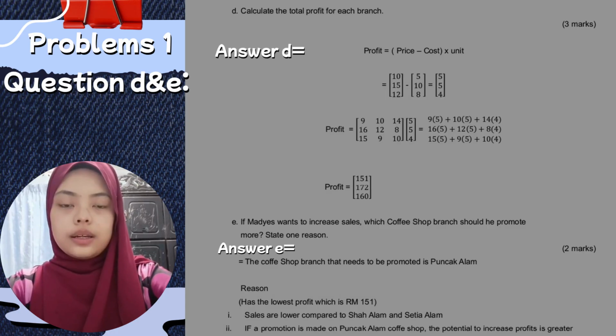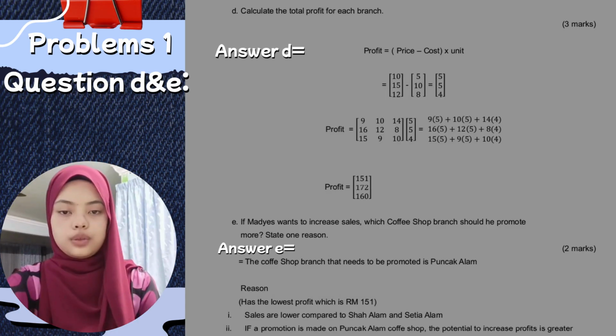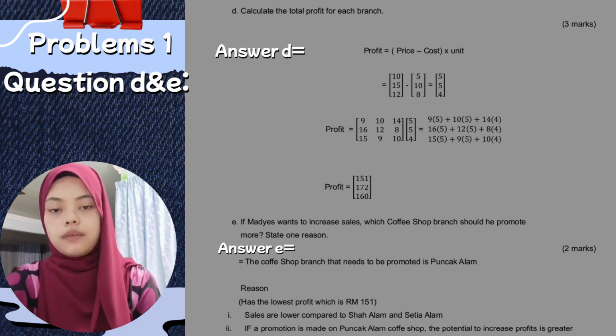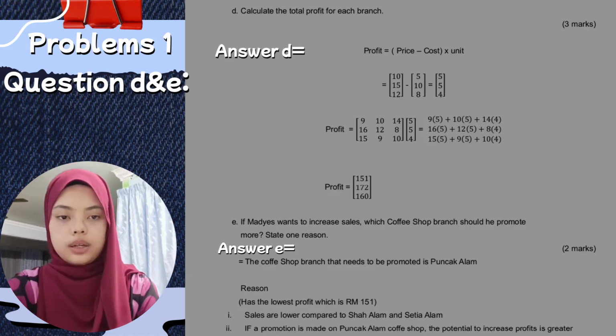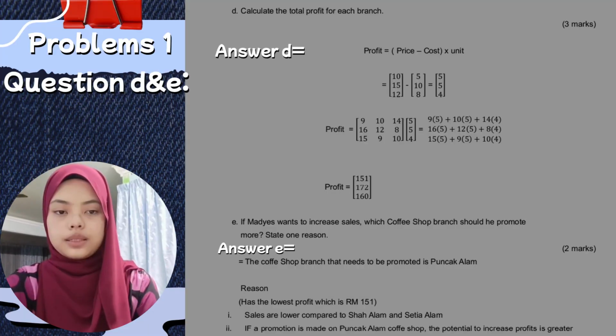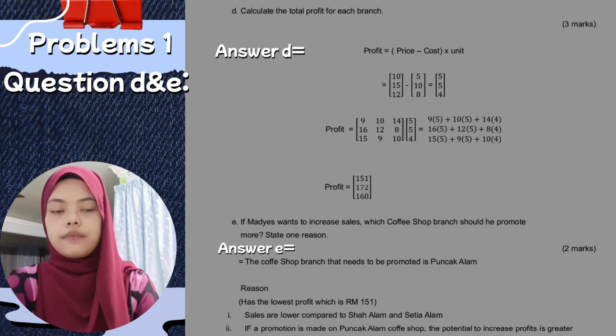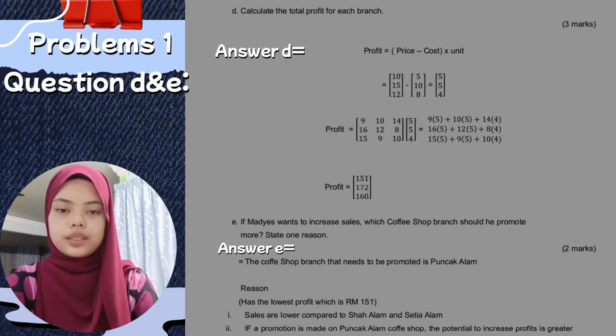For question D, calculate the total profit for each branch. For this question, the first step is I use the profit formula. That is profit equals price minus cost, multiplied by units sold. So we subtract the cost from the price for each item. The price vector is 10 for latte, 50 for hazelnut, and 12 for matcha. And the cost vector is 5 for latte, 10 for hazelnut, and 8 for matcha. Now we subtract 10 minus 5, 50 minus 10, and 12 minus 8 equals 5, 5, and 4. This means the profit per unit is 5 for latte, 5 for hazelnut, and 4 for matcha.